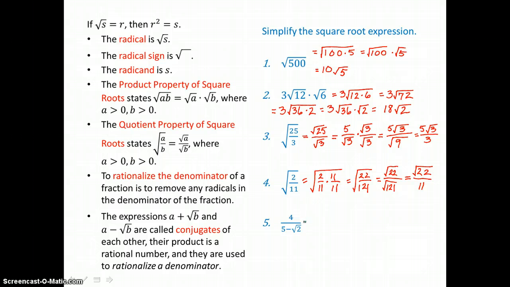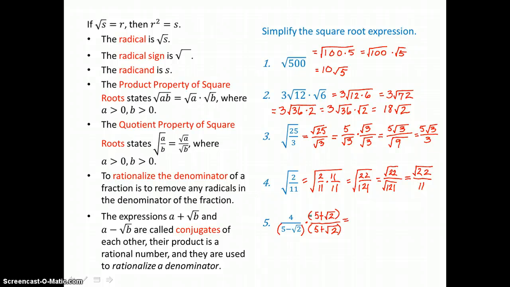Okay, in the last example here, we need to rationalize the denominator. So we're going to use the conjugate of the denominator. We're going to multiply by a form of 1 again, 5 plus the square root of 2 over itself. That's the conjugate of 5 minus the square root of 2. So we'll multiply by this form of 1 to rationalize the denominator, or get radicals out of the denominator.